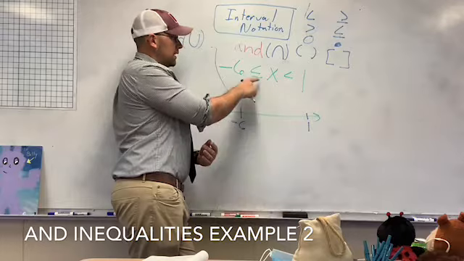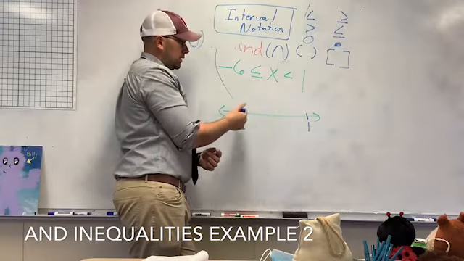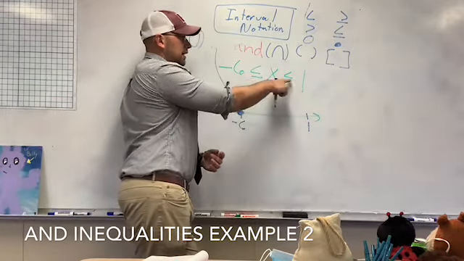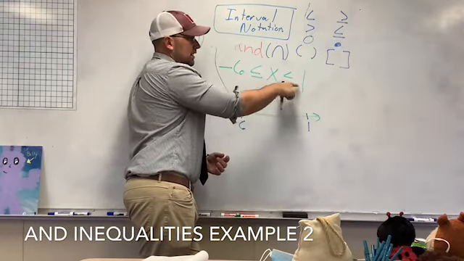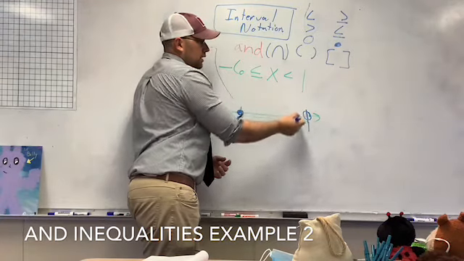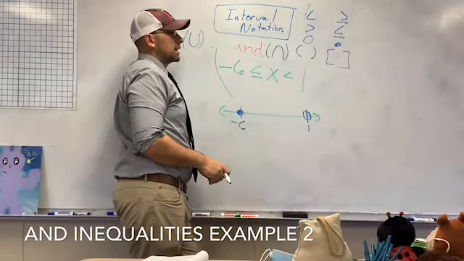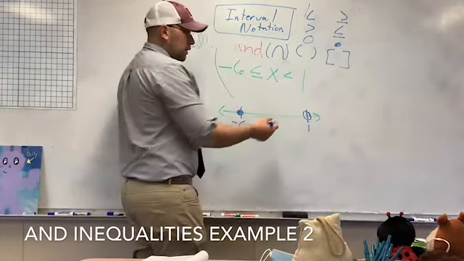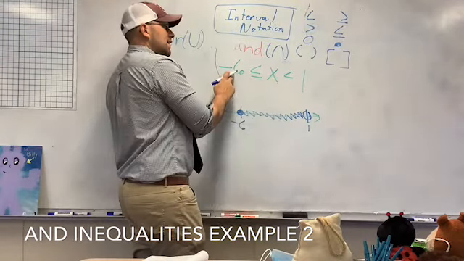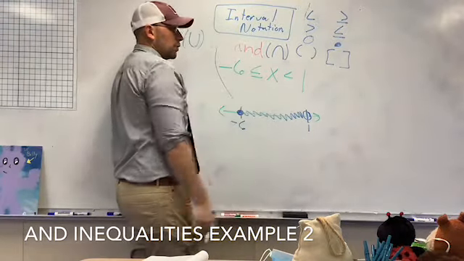Alright, so it's saying x is everything greater than or equal to -6. So we put our closed circle because it has an equal sign. Over here, we're saying x is less than 1. So we have an open circle around the 1. Because it does not equal 1. X cannot equal 1. And since it's an AND problem, it's saying everything in between. So x is everything in between -6 and everything less than 1.